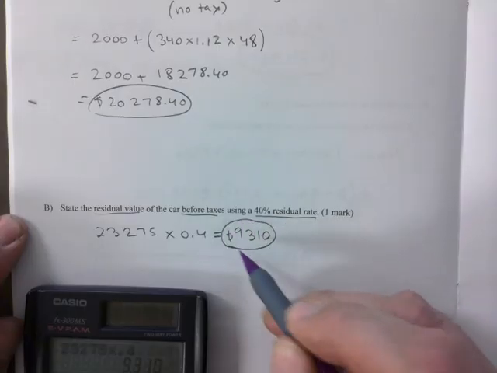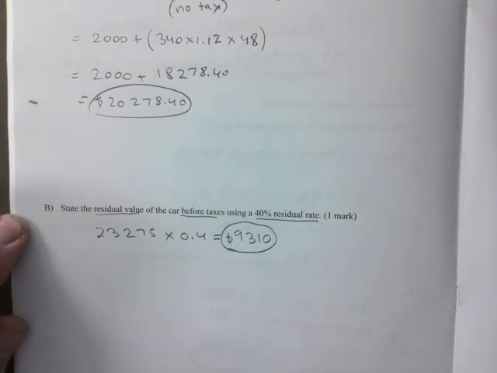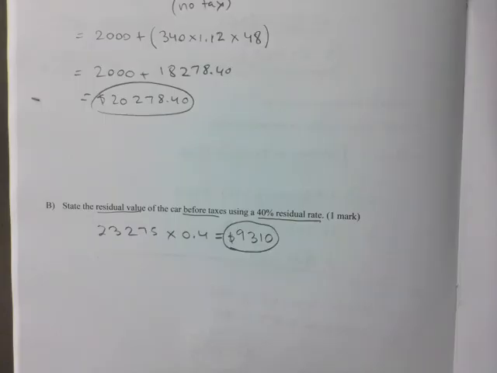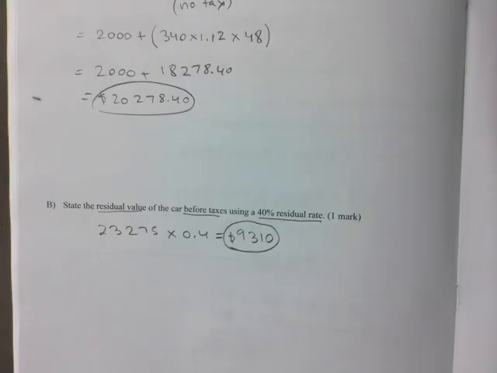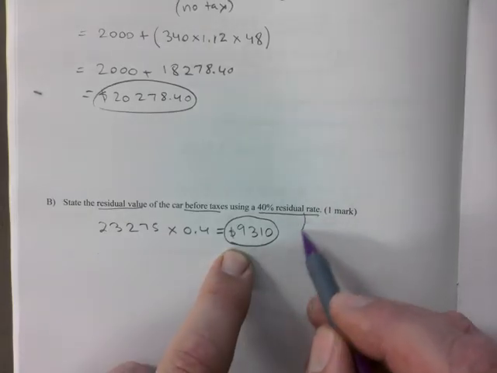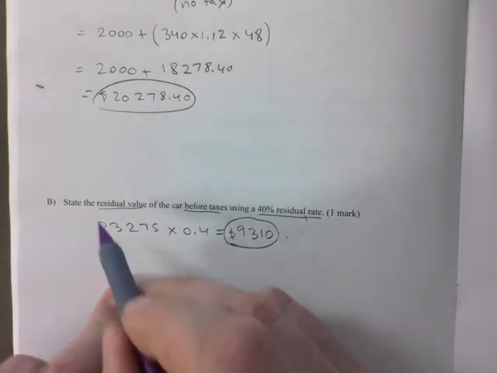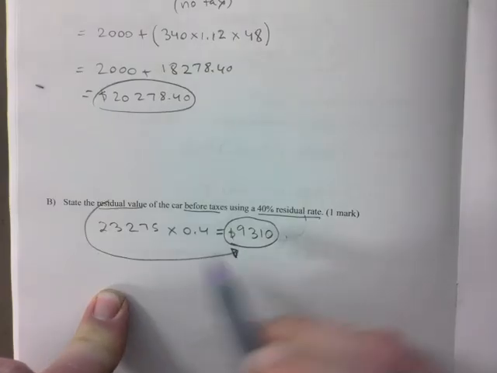9,310. That's it. What's the other word that I gave you? What's the other one for a lease? Buyout? What does buyout mean? Add taxes to the residual value. Okay, this is just the residual value. Sorry. The residual value is that.